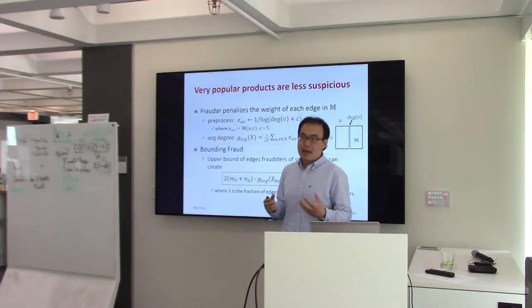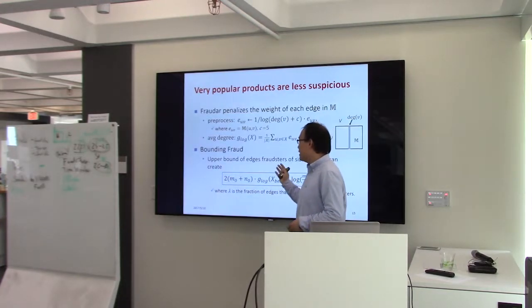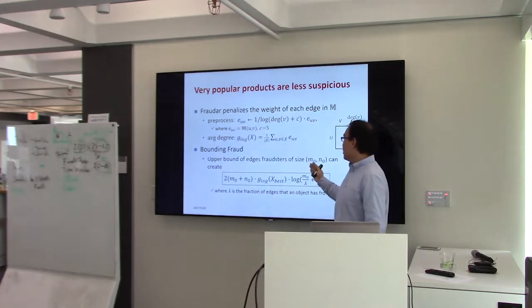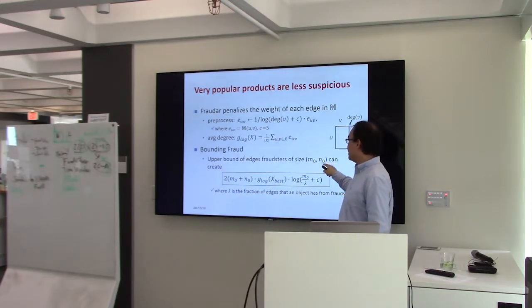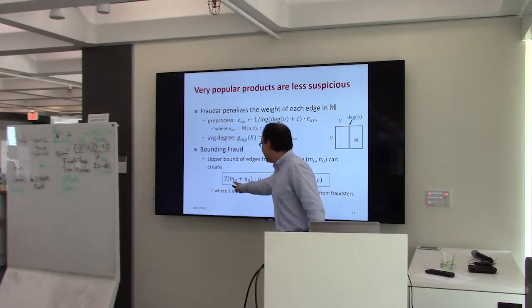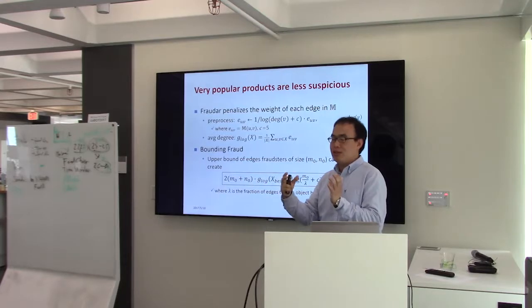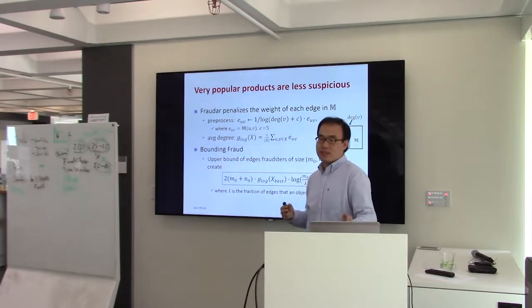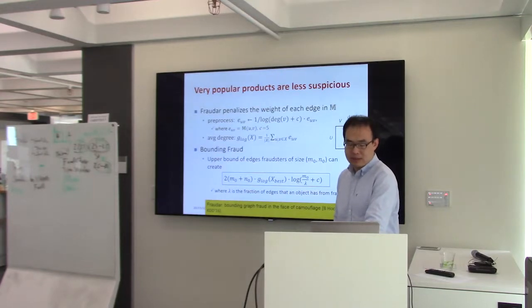They also provide some bound for the fraudsters. Their conclusion is that if the fraudsters want to create a block of some size M0 by N0 for the fake reviews, they can only create fewer than that number of edges. So this algorithm bounds the fraudsters from creating more edges. This is the work by Hooi et al. in KDD 2016.